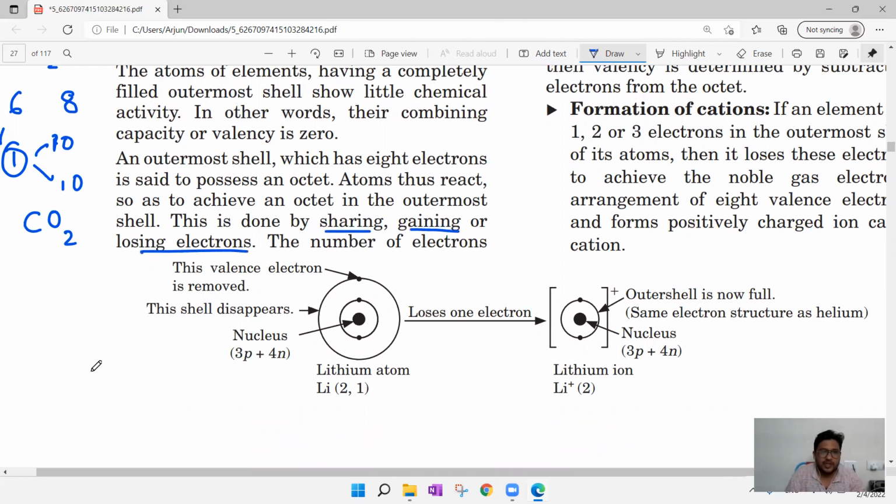For example, consider the formation of sodium chloride. Sodium's atomic number is 11. Chlorine's atomic number is 17. You see, 11 is not stable. The nearest stable element is 10, neon.